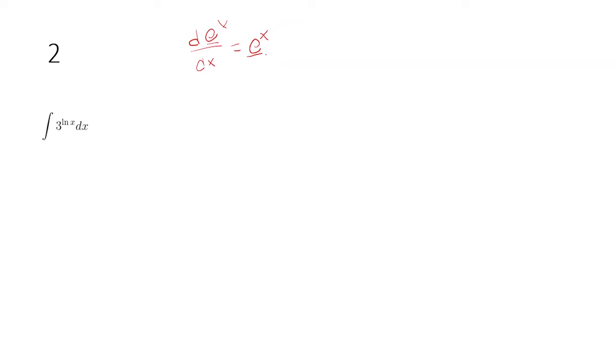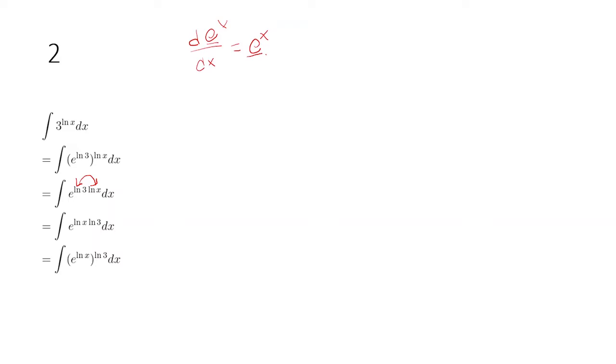Now, how can we apply it here? We can apply it by knowing that 3 is just e to the power of ln 3. Now we see that this e has two exponents, ln 3 and ln x. Using the commutative property of exponents, we can just switch places of ln 3 and ln x. So it can just be e to the power of ln x multiplied by ln 3.